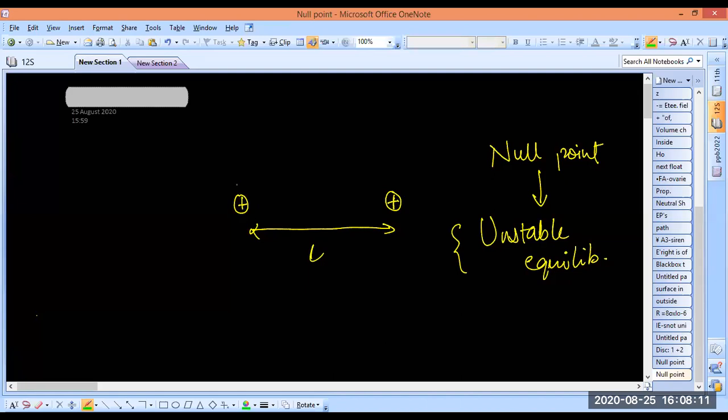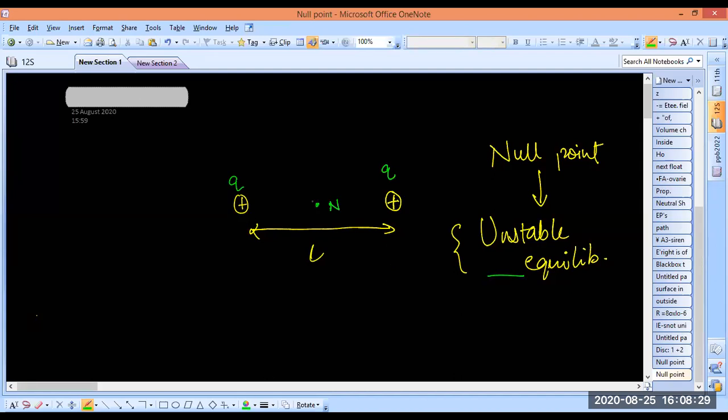I'm sure you realize that if this is some charge q and this is charge q, exactly between the two, here the electric field is 0. So this point is the null point. All right. So over here we have got a null point. Now we have to show that this null point is unstable equilibrium.